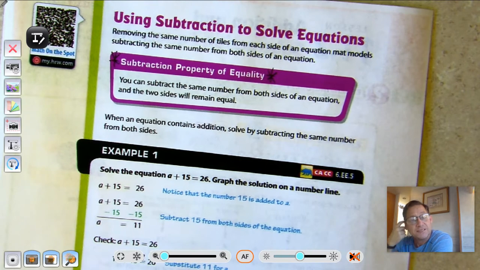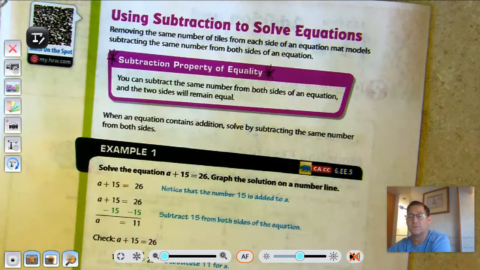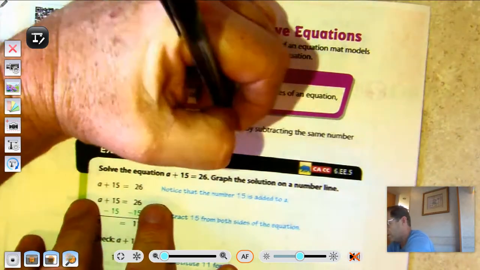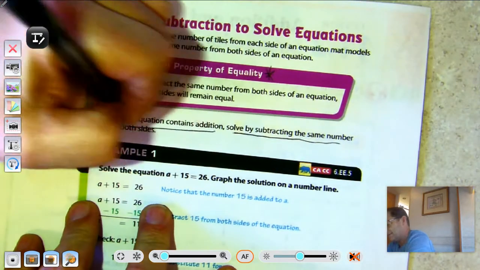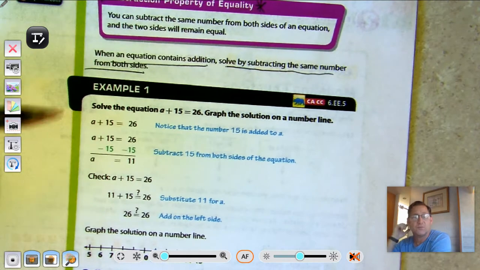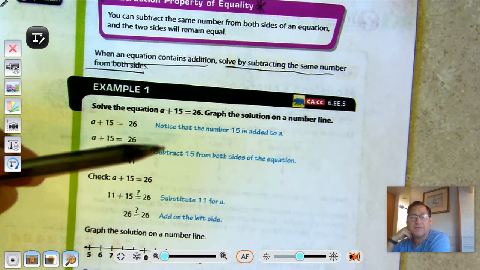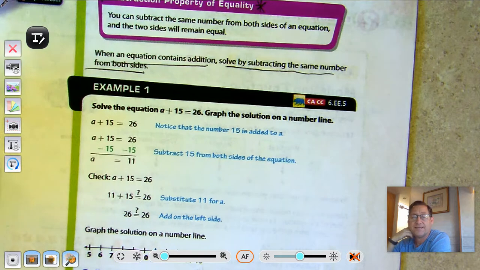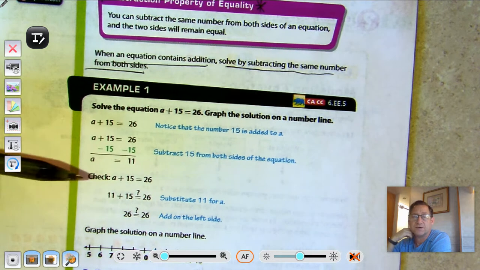When an equation contains addition, you're going to solve by subtracting the same number from both sides. So let's solve Example 1. Solve the equation: some number a plus 15 is 26. And then graph the solution on a number line.